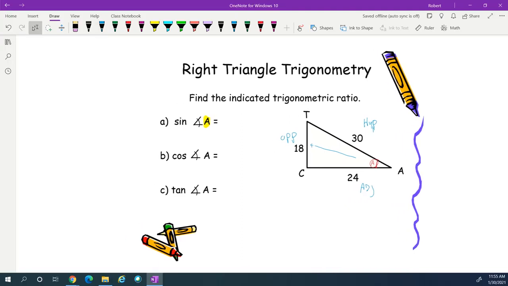So remember, sine, for example, uses opposite over hypotenuse. So I'm going to fill in my fraction. The sine of angle A is the opposite over the hypotenuse. Now, we're not solving anything yet. We're just learning how to set up the formula.